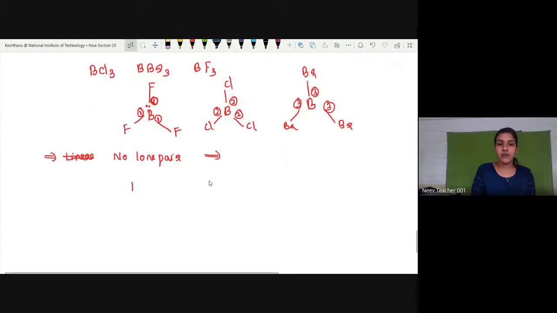If I'm talking about BF2Cl, the bond angle will be different. When you're considering BF2Cl, the electron cloud due to the BCl bond is greater, right?